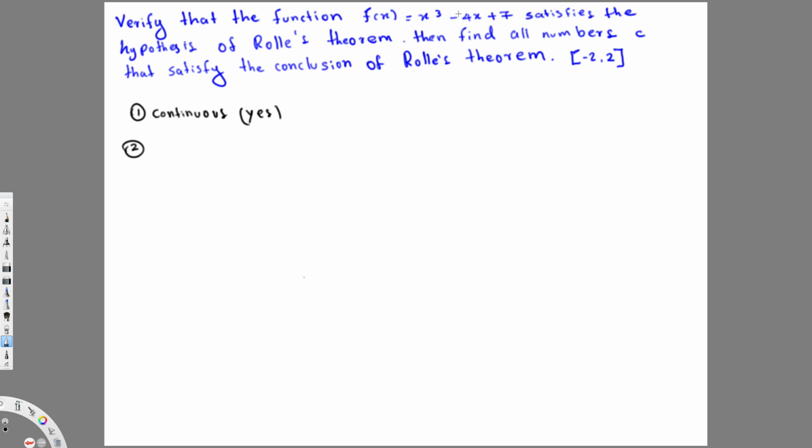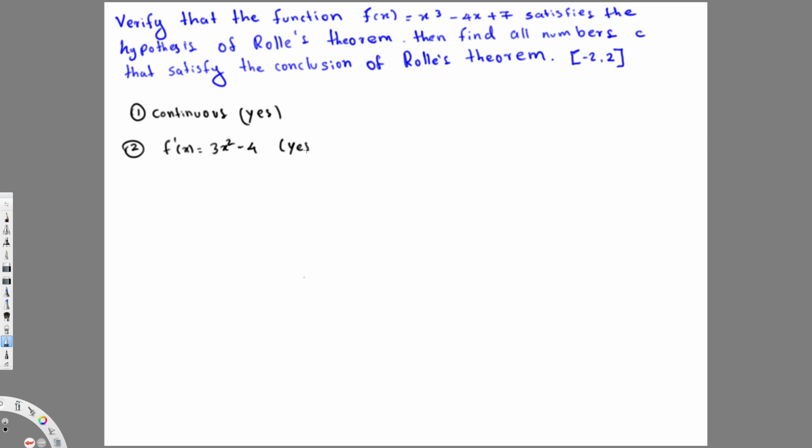To find whether it is differentiable, we first take the derivative. The derivative of f of x is going to be 3x squared minus 4. Now we have to see the domain. Also, we already know this is a parabola. However, we check the domain. The domain is going to be all real numbers. So it's continuous here too, and also differentiable. Therefore, this is yes.